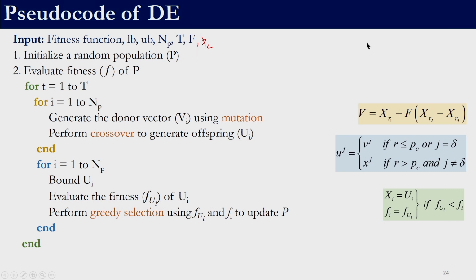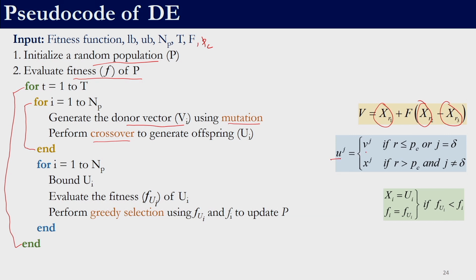The first step is to initialize a random population, then we need to evaluate the fitness of the population, then we need to start the iteration loop. For each population member we are supposed to find a donor vector. The donor vector will be found using 3 randomly selected solutions XR1, XR2 and XR3. Once we have generated the donor vector using mutation, we need to perform crossover to get the trial vector. The elements of the trial vector will be either from the donor vector which we generated using mutation, or from the target vector which is actually undergoing crossover.